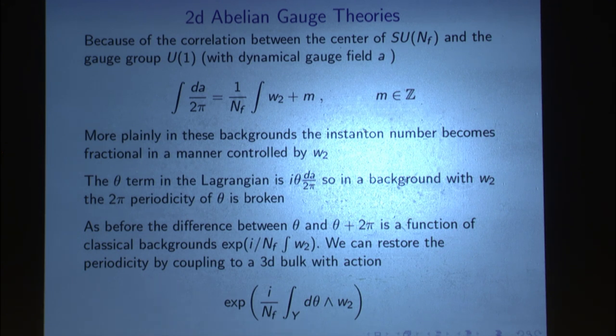Questions about this? OK, so this is very similar to the quantum mechanics example. We've extended the PSU(N_F) gauge field to the bulk. We extended theta to the bulk. And we coupled to this bulk term and restored the 2 pi periodicity.